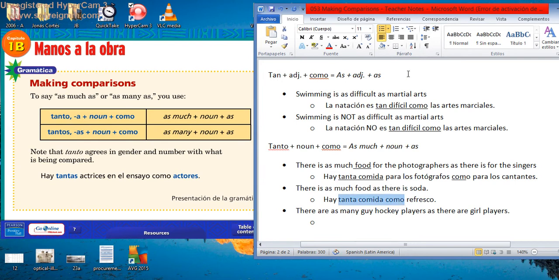Now the terminology that we're talking about in this chapter, though, we're talking about photographers and singers and recording music. So our phrases are going to get a little bit longer, but don't make it more complicated than it has to be. Make sure you understand this right here. As much food as. Okay? As much, whatever noun it is you're comparing. When we're comparing something that is in the plural, though, we need to change tanto, and we have to add an S. Tantos. Again, check the gender, all right?